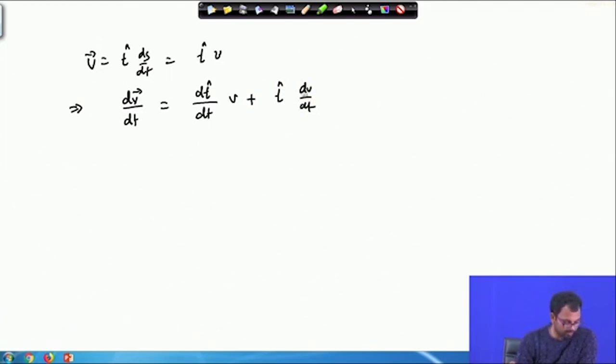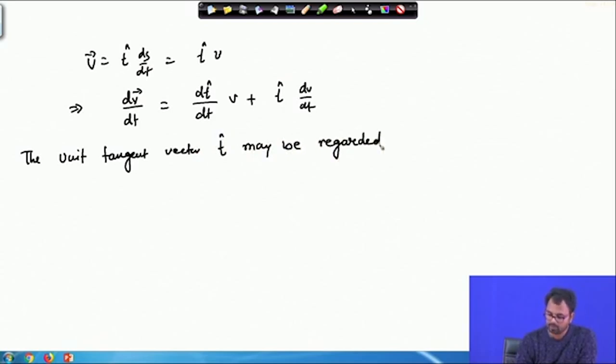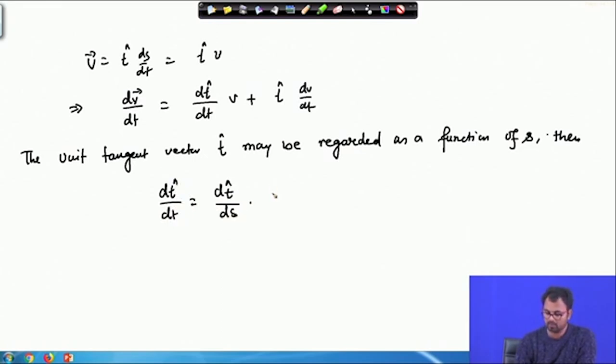So, now the unit tangent vector t may be regarded as a function of the arc length s, then our dt/dt is basically dt/ds times ds/dt, right. And dt/ds is basically our kappa n from that Serret-Frenet formula, and ds/dt is our velocity v.